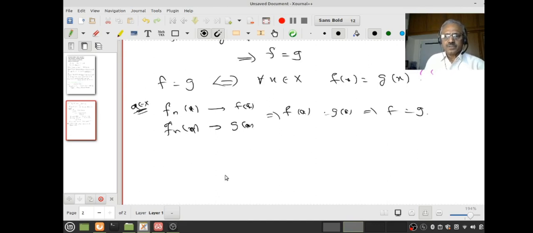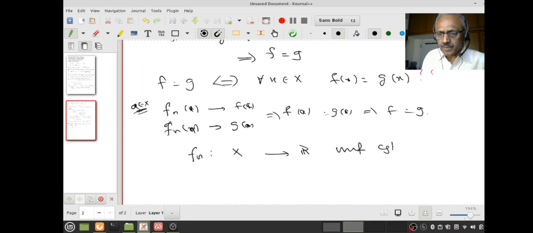Now this gives an idea. Suppose I want to prove fn of x to R is uniformly convergent on X. Notice that I never gave you what is the limit function f. I simply want you to prove fn converges uniformly on X without even telling you what is the limit f. Then what do you think you should do?